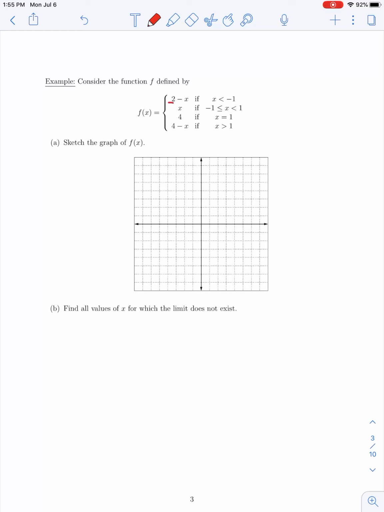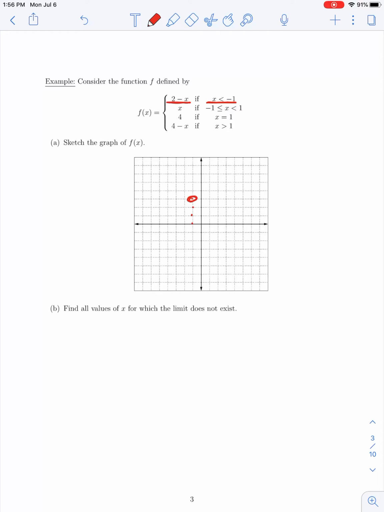So we're told that the function is 2 minus x if x is less than -1. And that's a strict inequality here. So let's think about when the value of x is equal to -1, the value 2 minus x would be 3. So from -1, 3, we're going to have an open point there. An open point because that was a strict inequality. x has to be strictly less than -1.